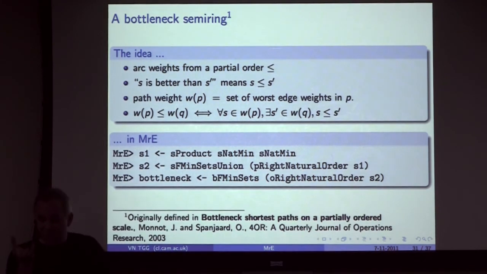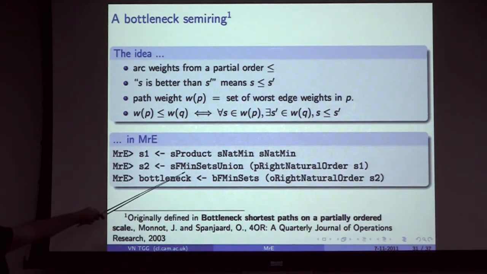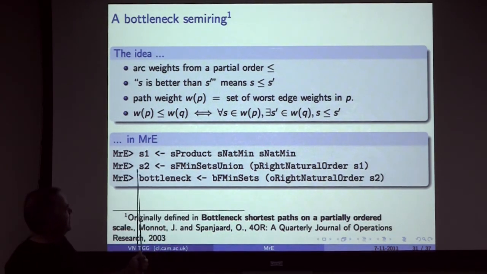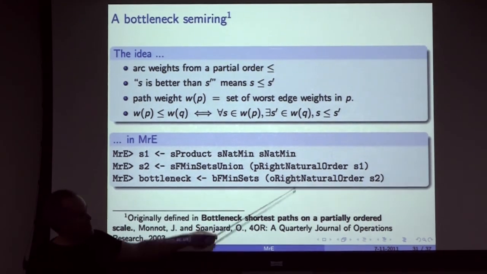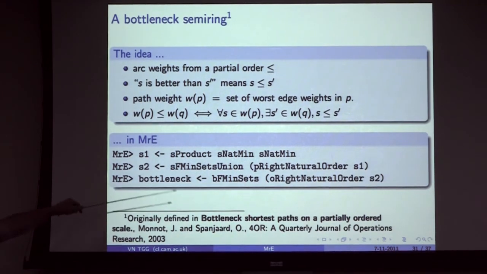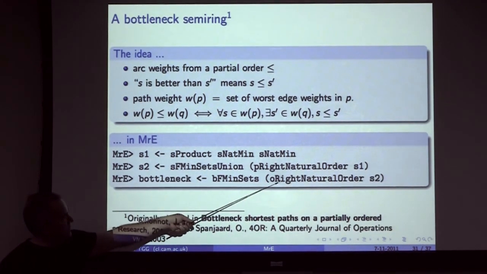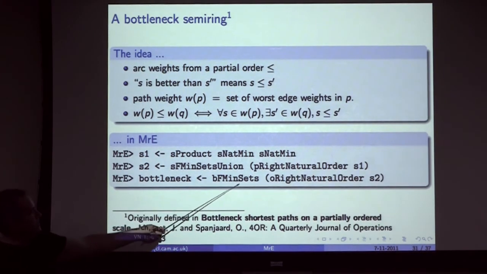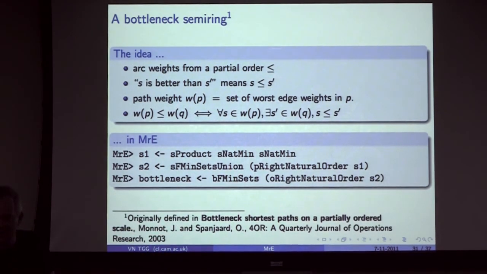So this semi-group is going to be the one that gives me the set of worst things over a path. But I'm not done yet, because now we've done one min set construction. I need to do another. I'm going to take this S2, and take the right natural order over that. Now that's a partial order, but remember the objects of this are sets of things. So this has sets of things in it, ordered properly, and now this is going to take sets of things that are minimal with respect to something or other.